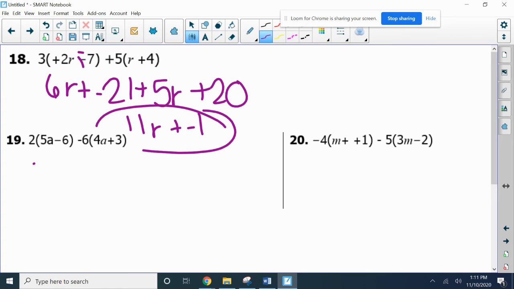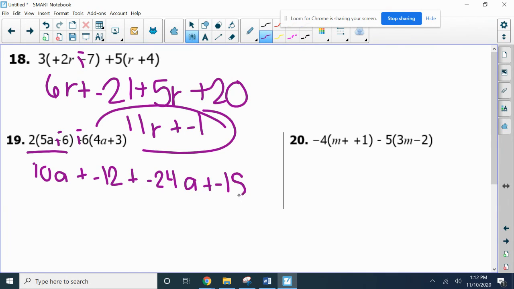So on this next one, we're going to distribute our 2. So 2 times 5a is 10a plus negative 2 times negative 6 is negative 12. Then negative 6 times 4a. So we're going to make it plus a negative. I want to make sure we know that we're distributing a negative 6 and not a positive 6. So negative 6 times 4a is going to give me negative 24a, and negative 6 times 3 is going to give me a negative 18.